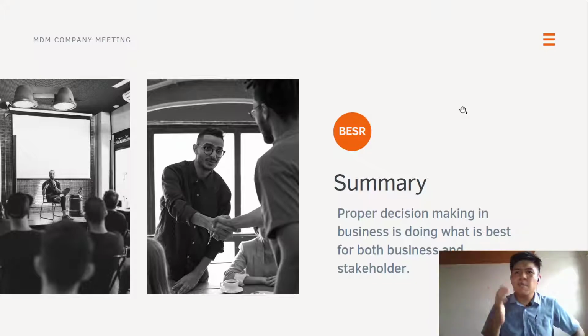So, summary is proper decision making in business is doing what is best for both business and stakeholder. So, you consider every aspect of the business and you try to make the best decision possible in the given situation. This is not necessarily always easy because there are so many factors. There are so many elements coming into play as we've discussed because there are so many stakeholders. You can never please everyone, but you still try to make the best decision based on what you know, what you've learned, and what you're trying to accomplish in the business.